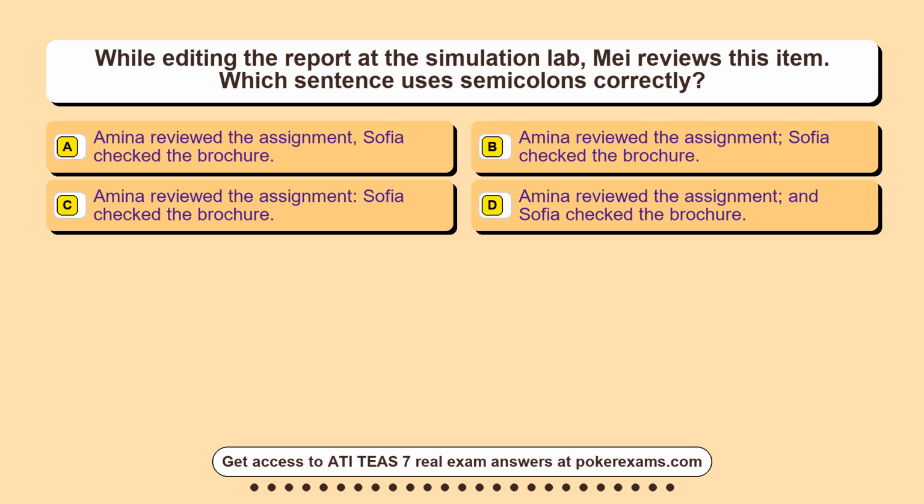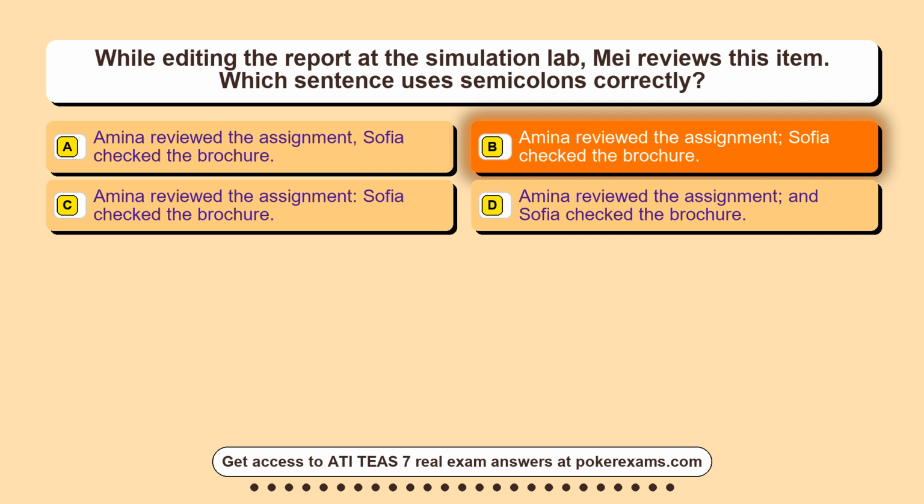Question 21. While editing the report at the simulation lab, May reviews this item. Which sentence uses semicolons correctly? Option A, Amina reviewed the assignment, Sophia checked the brochure. Option B, Amina reviewed the assignment, Sophia checked the brochure. Option C, Amina reviewed the assignment, Sophia checked the brochure. Option D, Amina reviewed the assignment, and Sophia checked the brochure. The correct answer is option B.